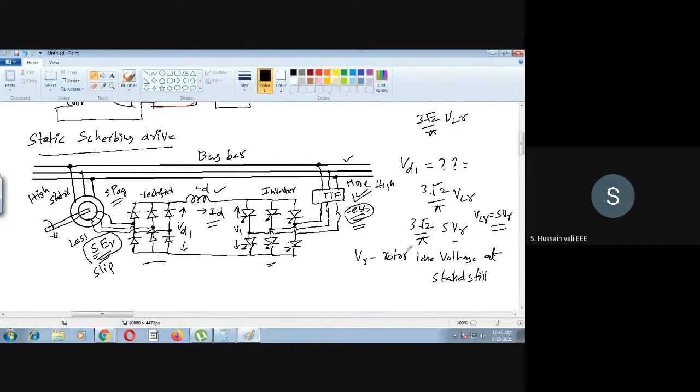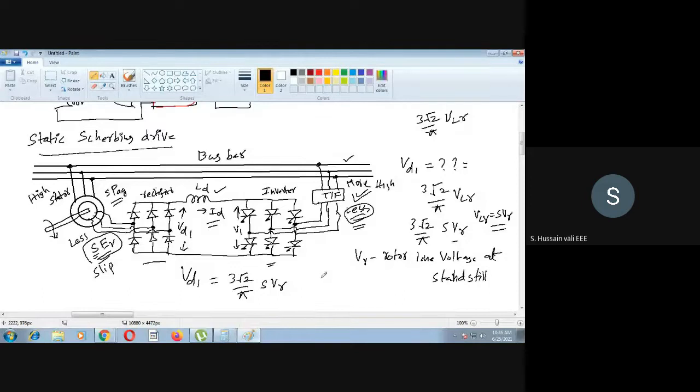Then I want to rewrite this equation further. VD1, I got the answer: 3 root 2 by pi S VR. VR is the rotor line voltage at standstill. Otherwise, you can replace this SVR with VLR, which is any rotor line voltage. But at standstill, you want to convert it to S into VR, where S is the slip. Then I can rewrite this equation further.